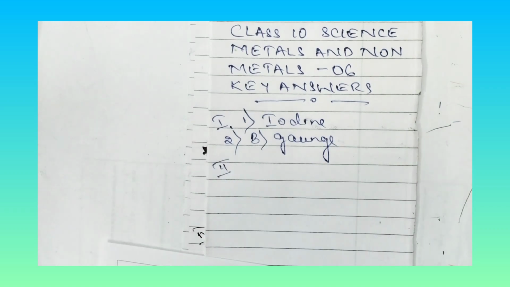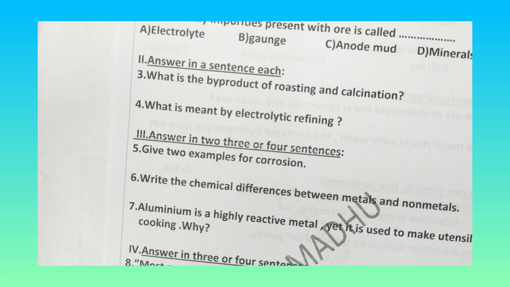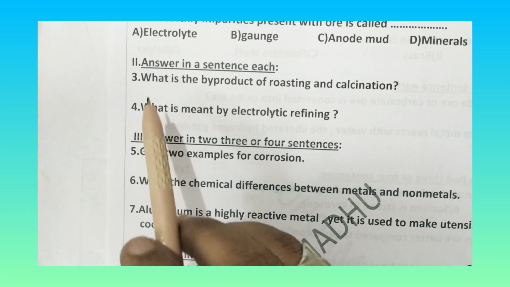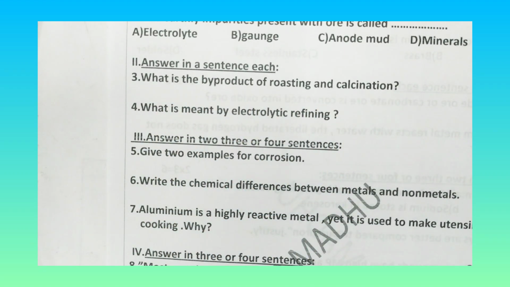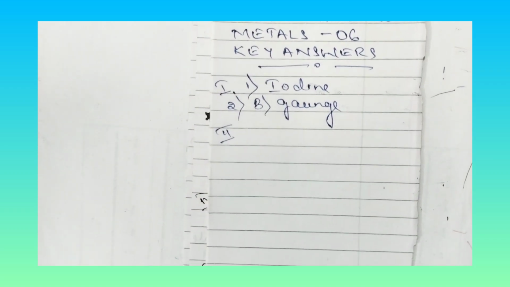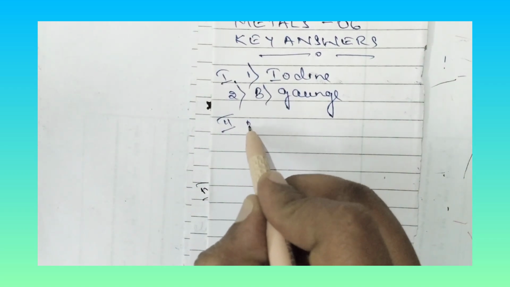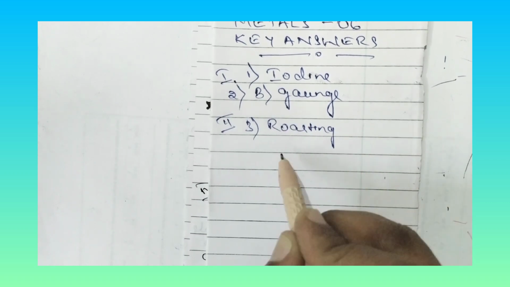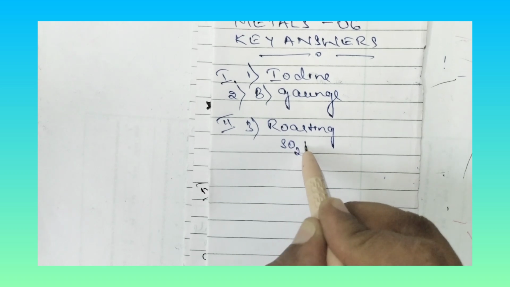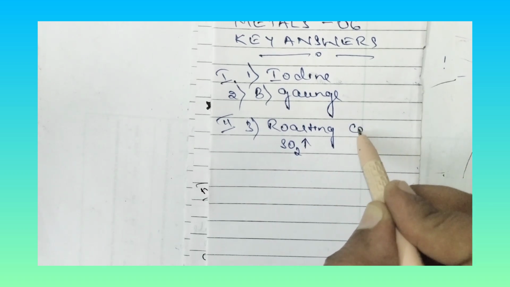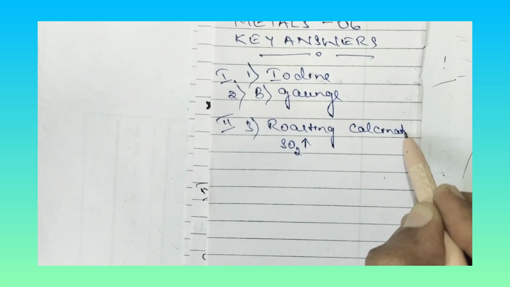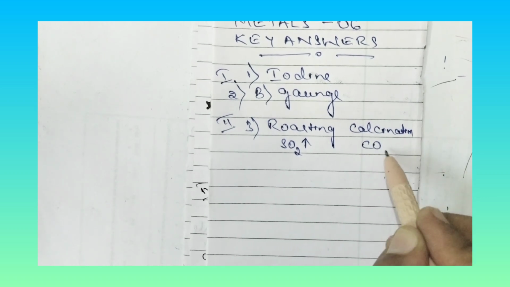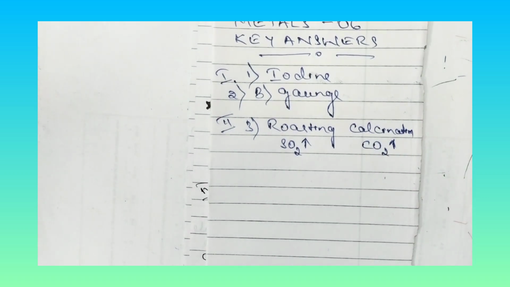Now let us move to second main. First question, that is second main, that is third question. What is the byproduct of roasting and calcination? So they asked byproduct. So roasting, the byproduct of roasting is sulfur dioxide, and the byproduct of calcination is carbon dioxide. The release of sulfur dioxide during roasting and release of carbon dioxide during calcination.